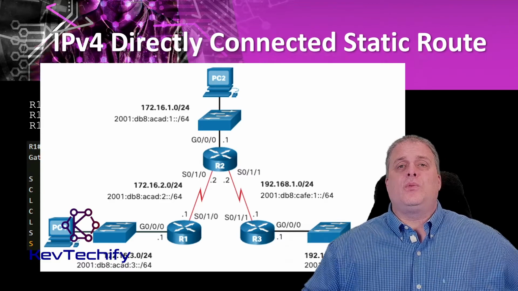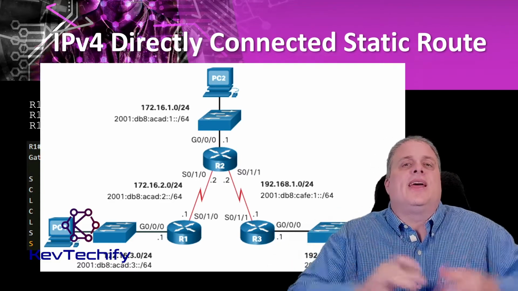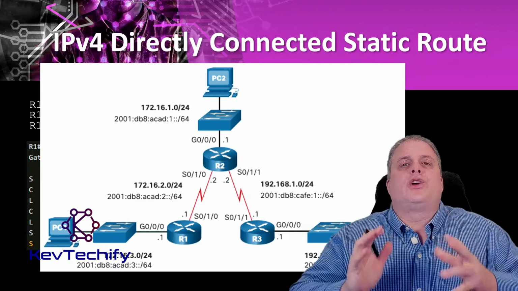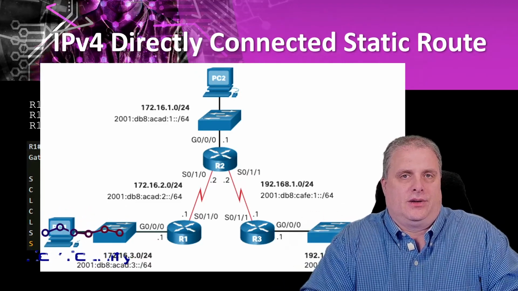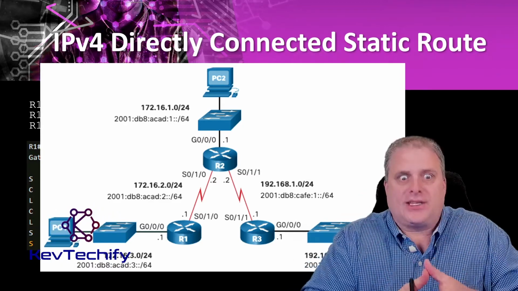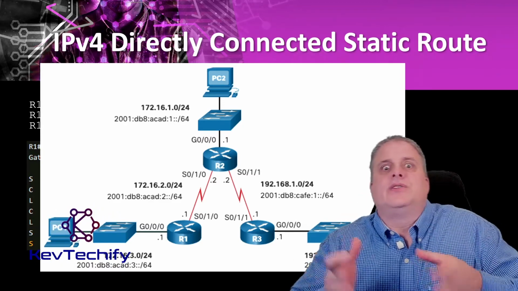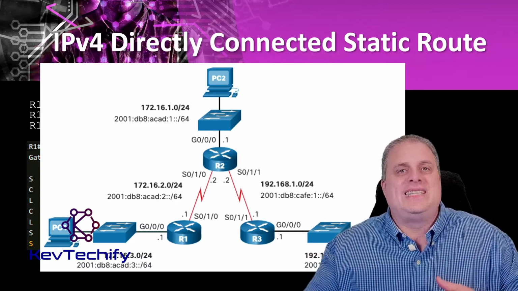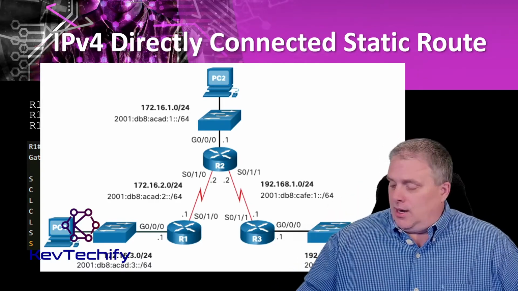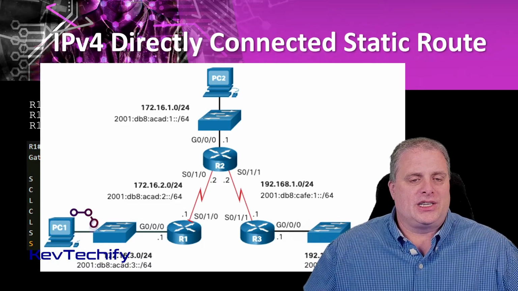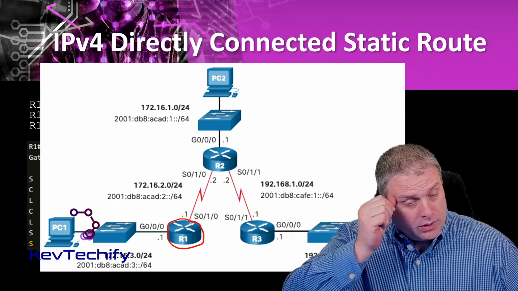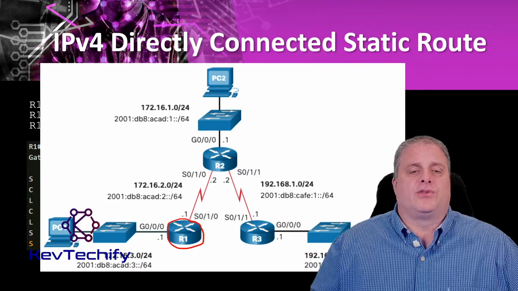Directly connected networks are similar to the next hop IP address, but instead of using an IP address, we're going to talk about the exit interface. The interface is the interface on the router. It's Gig 0/0/0, it's Serial 0/1/0. It's what interface do we send it out? Once again, we're going to have our conversation start on R1. First time through, we're going to talk about IP version 4.